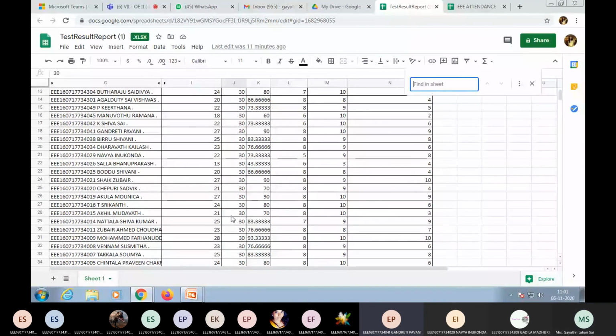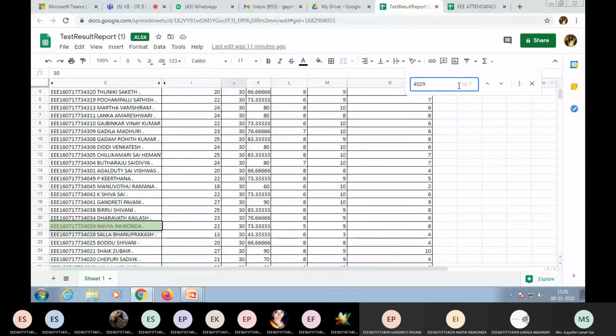4029, Navya Inukonda. Yes, 22 out of 30. 4041, Ganreti Pavani, ma'am. Yes, 4041, 27 out of 30. 4309, Gadila Madhuri. Yes, Madhuri got 23 out of 30.